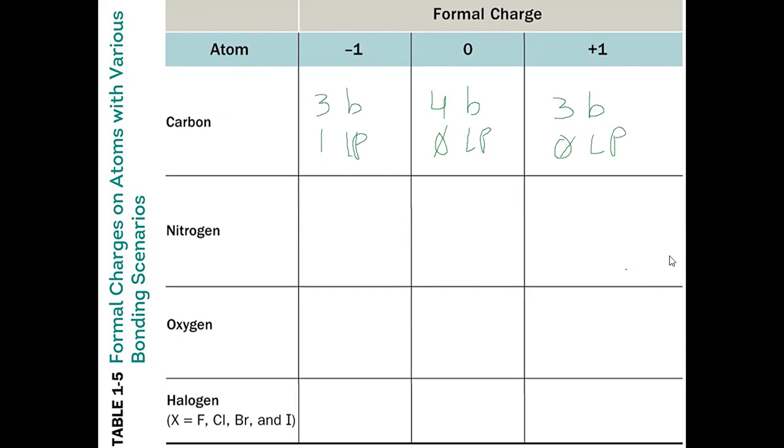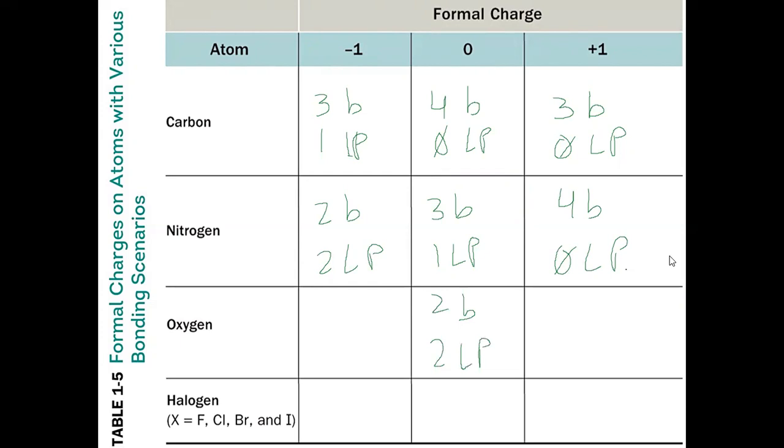Nitrogen, as we said, is going to be 3 bonds and 1 lone pair. When it has a -1, as we just saw, 2 bonds and 2 lone pair, and then it's going to be 4 bonds and 0 lone pair when it's positive. Oxygen, if you remember, was 2 bonds and 2 lone pair when it has this nice happy neutral charge. We just saw the calculation. If it has 3 bonds and 1 lone pair, it's going to be +1. If it has 1 bond and 3 lone pair, it is going to be -1. And our halogens are happy with 1 bond and 3 lone pair, right?